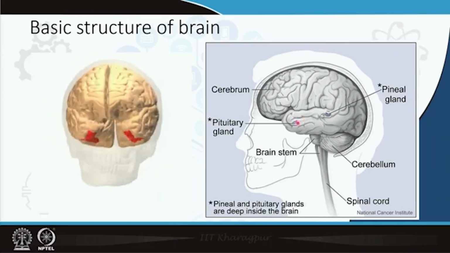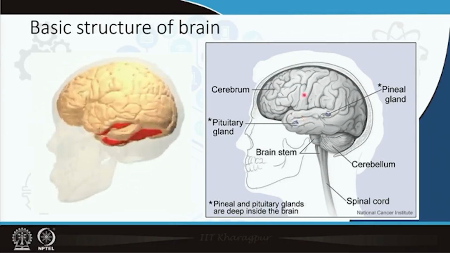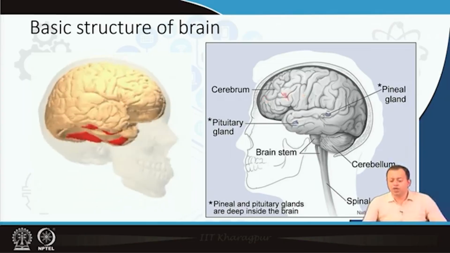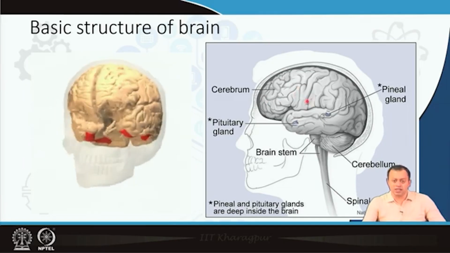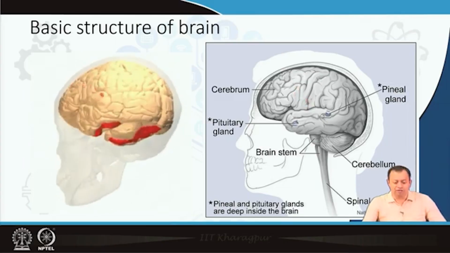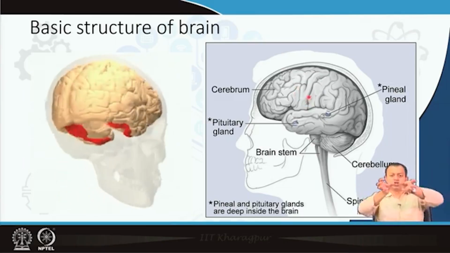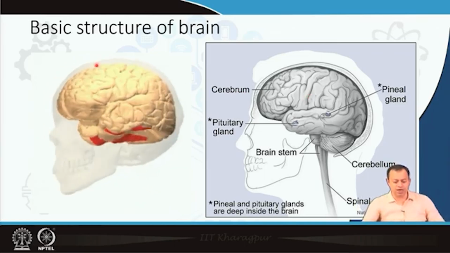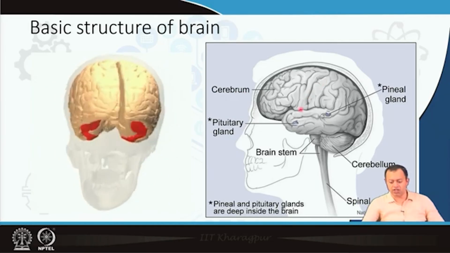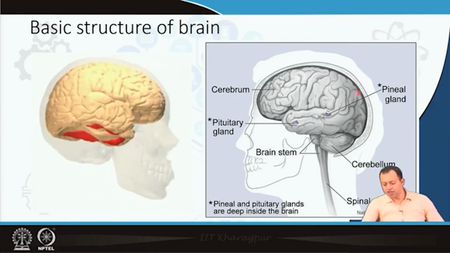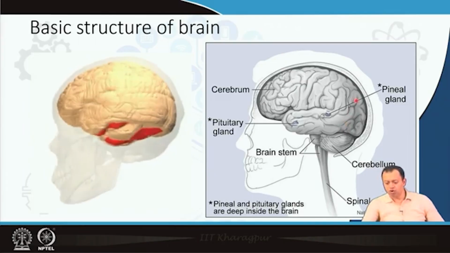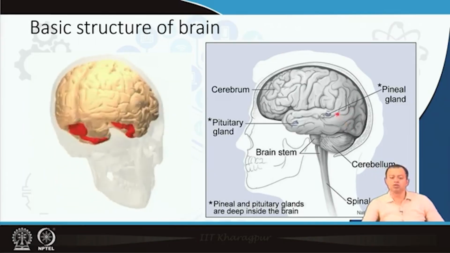Now, the cerebrum can also be divided into four parts. There are four different areas or regions of the cerebrum that could simply be opened up. As you can see, this side has a slightly distinctive feature, this side has a slightly distinctive feature, and the below part of the cerebrum also has a distinctive feature.